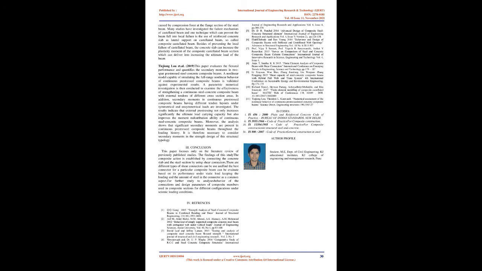Many studies have investigated the failure mechanism of castellated beam, and one technique which can prevent the beam from falling into local failure is the use of reinforced concrete slab as lateral support on castellated beam, so-called composite castellated beam. Besides preventing the local failure of castellated beam, the concrete slab can increase the plastic moment of the composite castellated beam section, which can lead to increasing the ultimate load of the beam.